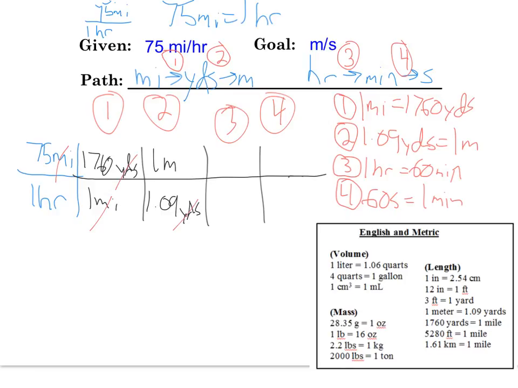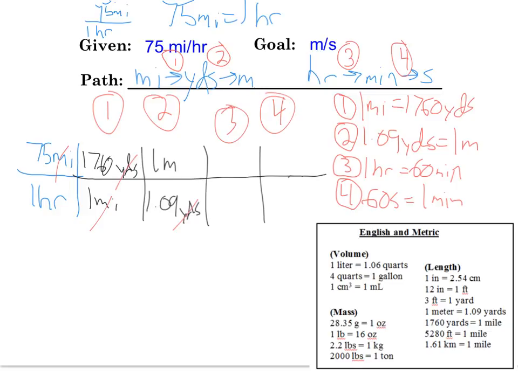Yards and yards cancel out. And if I were to stop now, I would figure out how many meters I'm going in 1 hour, because those are the only 2 units I have left. But again, I need meters per second. And now is where things change up just a tiny bit. It's the same concept, but it's a little different.